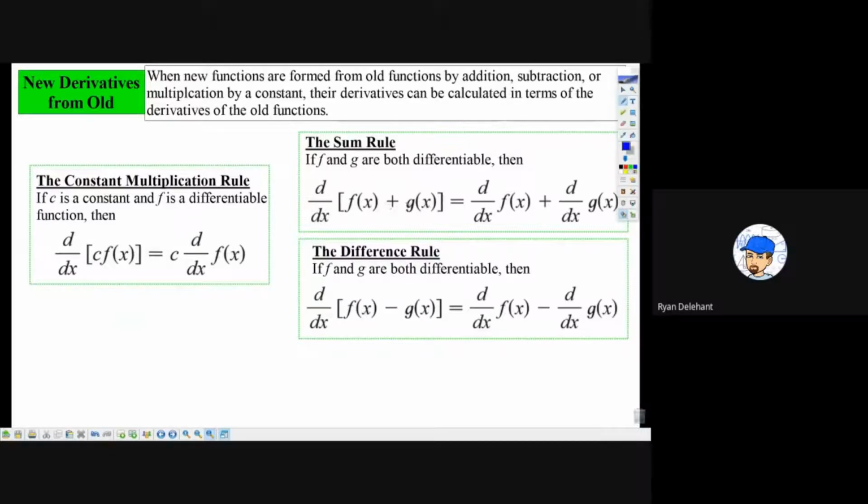Same thing if we see two functions added or subtracted. We can take the derivatives of each of them and then add or subtract the answers after we use the power rule on them to find their derivative. Those ones weren't too bad.